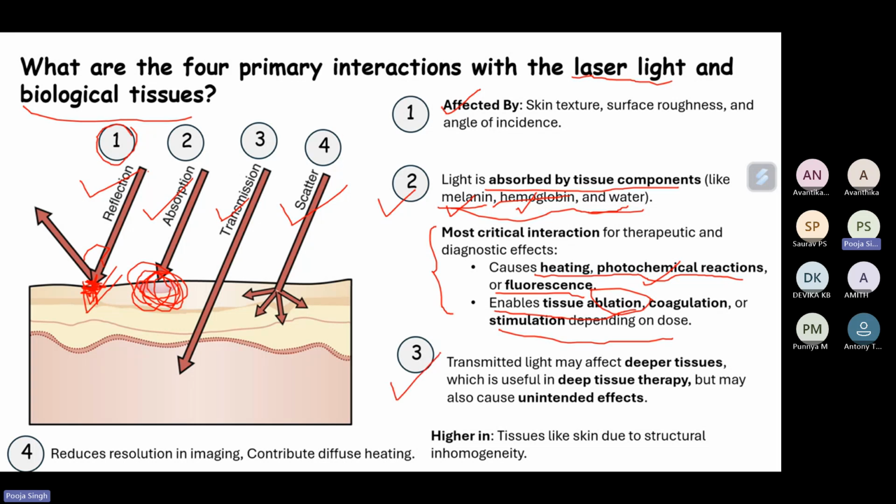Okay. Now the third is the transmission. Transmitted light means it will pass through your tissue. It will basically pass out through your tissue. When will it happen? When you have a deeper tissue. If the light is passing throughout your tissue, that means it is affecting your deeper tissues. It can penetrate to the deeper tissue, and it can also cause unintended effects. If you are not careful, it can cause damage to your inner tissue lining.